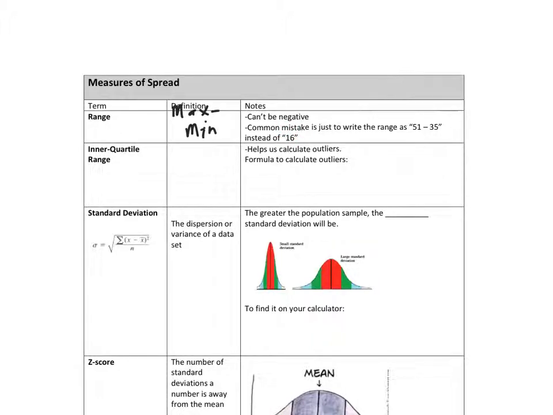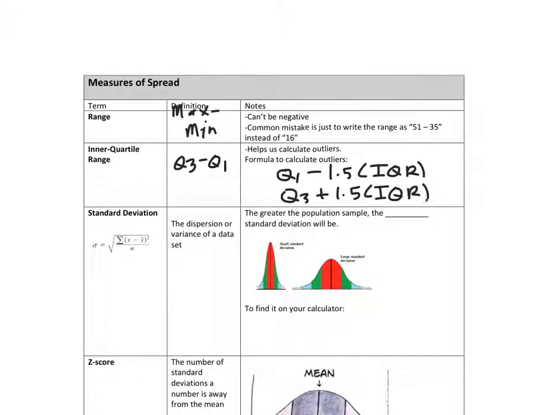And the interquartile range is going to be Q3 minus Q1. It helps us to calculate outliers like we did in the previous lesson. To calculate the outlier, you want to do Q1 minus 1.5 times the IQR. And to find the other extreme, you're going to do Q3 plus 1.5 times the IQR. Those are two types of spreads.